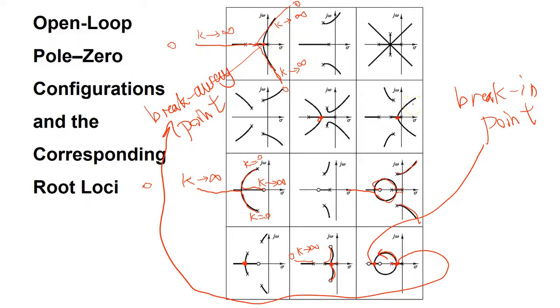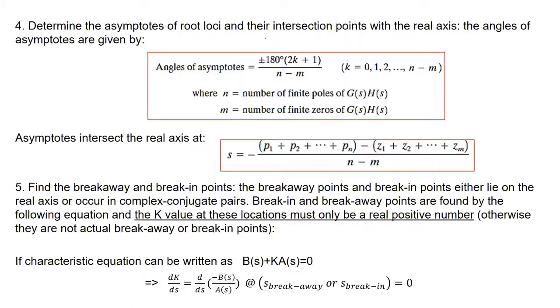How can I find this? Clearly, you see these points are not the same as where the asymptotes are hitting the real axis. They might be close to it sometimes, but they are not the same point. So I cannot just use this simple formula here. This is only for asymptotes.